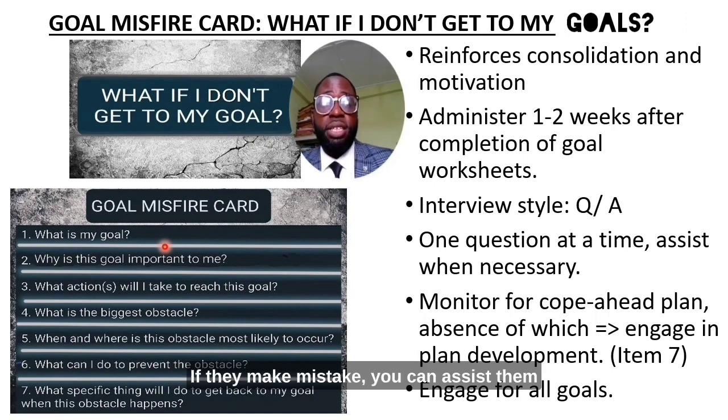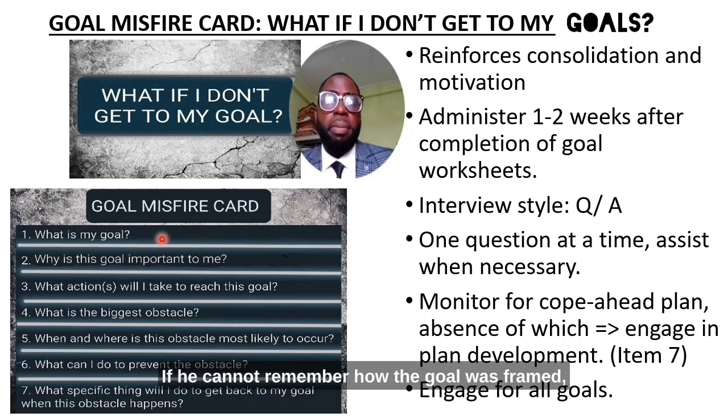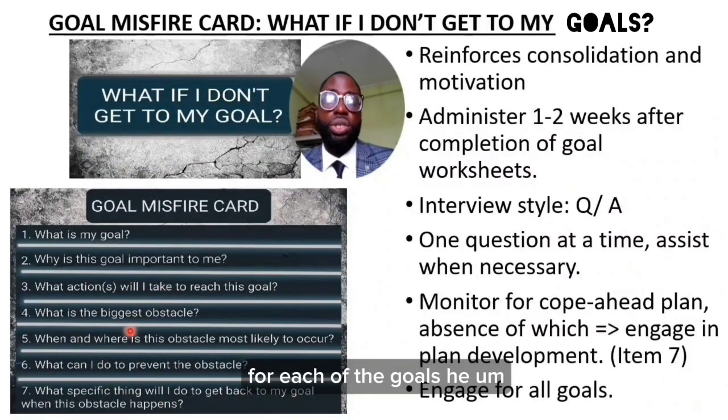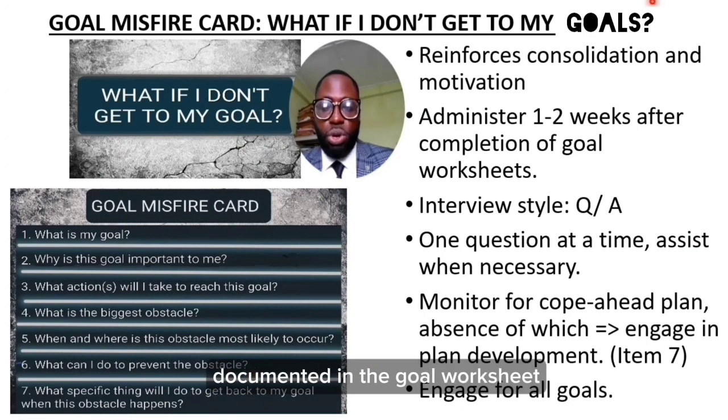If they make mistakes, you can assist them as the case manager or as a friend who is helping them make the goals. Or the card can be used by the index person who is setting the goals. You check what his goals are. On answering the question, what is my goal, if he cannot remember how the goal was framed, he's allowed to look at the goal worksheet. But he should try to answer all those questions without looking at the goal worksheet. This will be done for each of the goals he documented in the goal worksheet.